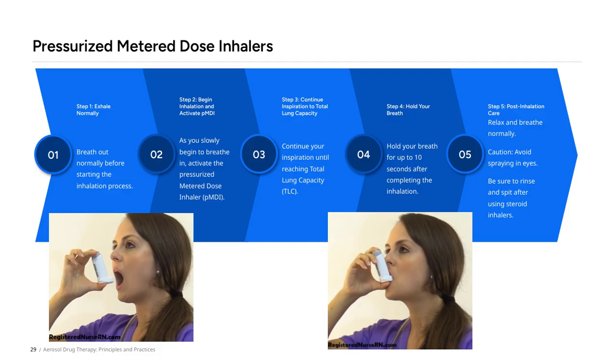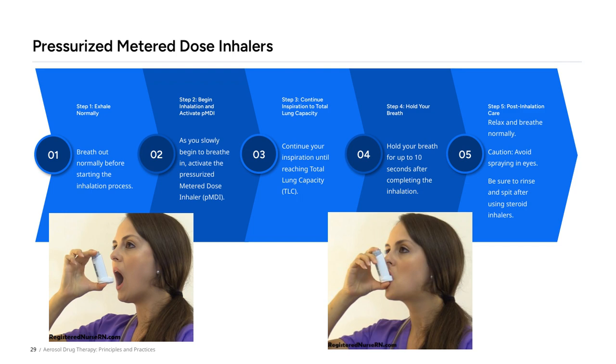After you've finished inhaling, hold your breath for up to 10 seconds. This pause allows the medication to settle and be absorbed in your lungs effectively. Finally, relax and breathe normally. Remember, be cautious not to spray the inhaler near your eyes, as the medication can cause irritation.